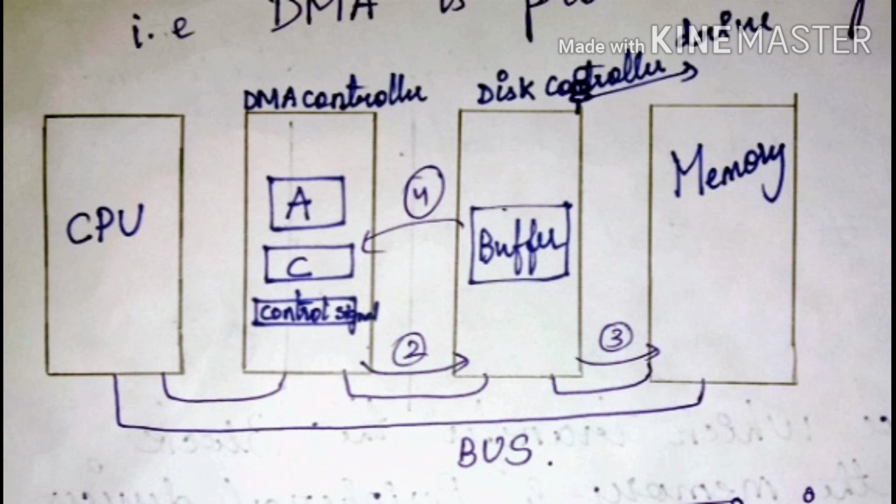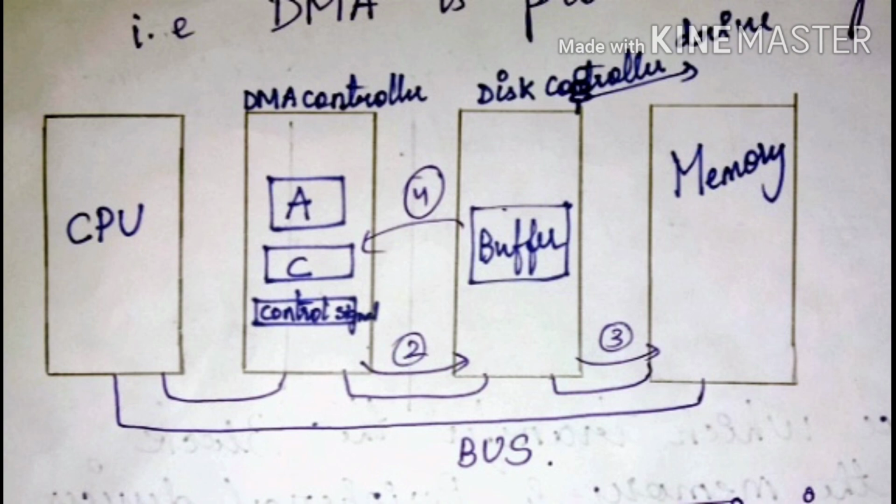In this way, DMA saves cycles so that the input-output device and memory can have direct access, without the involvement of CPU. So we are saving cycles and saving time also. This is the DMA cycle.